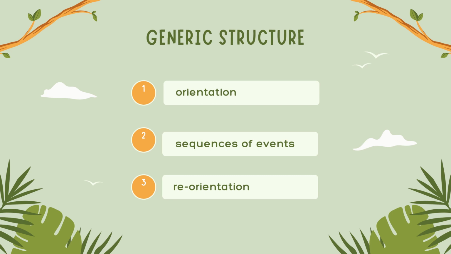And then the last generic structure of recount text is reorientation. Reorientation we can usually find in the last part of recount text. Reorientation is also a part that we can find in narrative text, but the content is a little bit different. In recount text, the reorientation contains the impression of someone after joining in this event or joining in a trip and others.